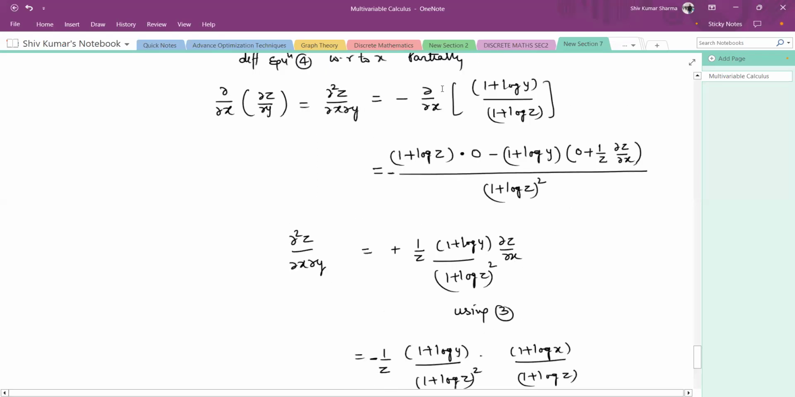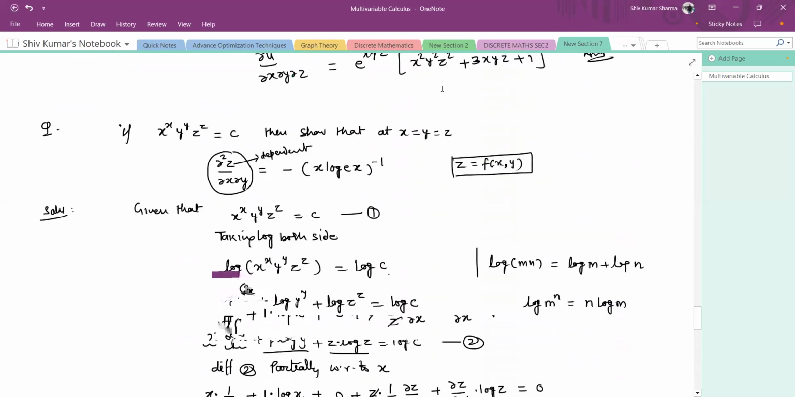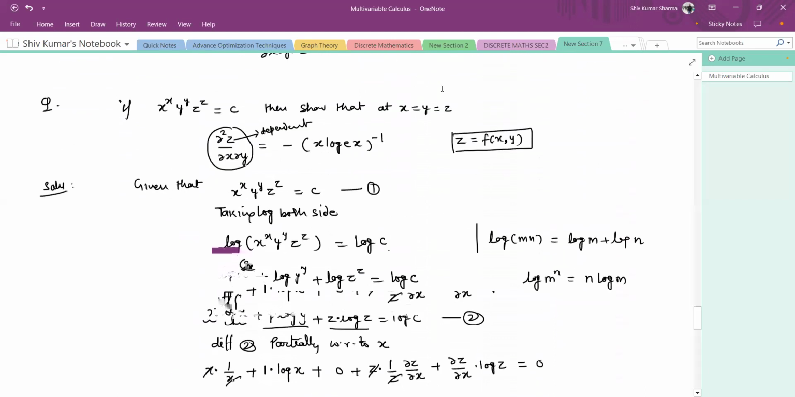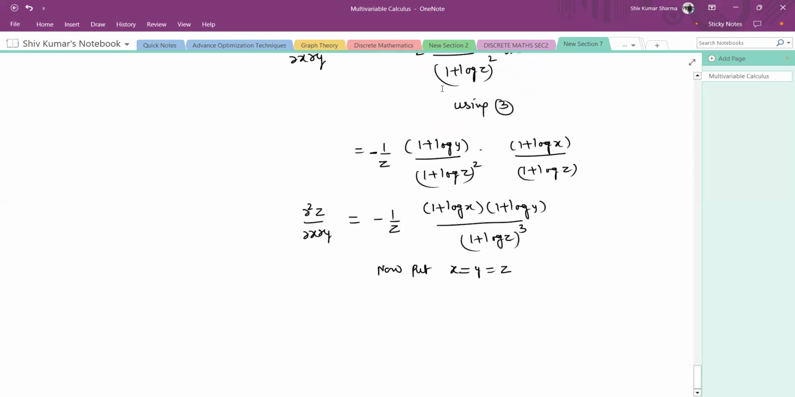So the answer we will take in terms of x only. So the answer is given in the form of x only. So this is our answer, x log e x raised to the power minus 1. So we put y equal to z equal to x. Okay. So we write down del square z upon del x into del y is equal to minus 1 upon x into 1 plus log x. Here we put x in place of y also, so 1 plus log x upon 1 plus log x in place of z also raised to the power 3.